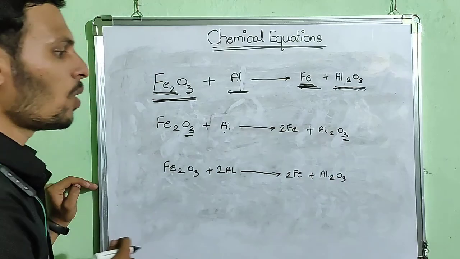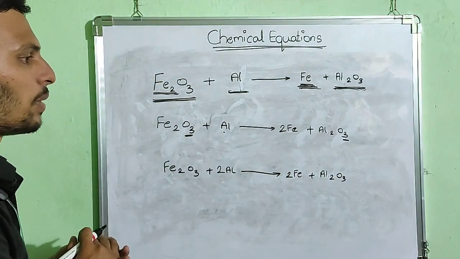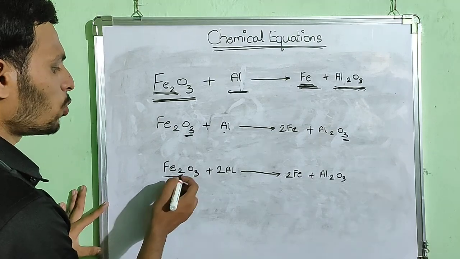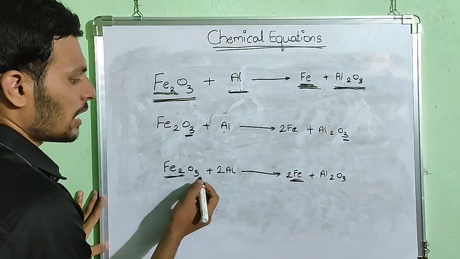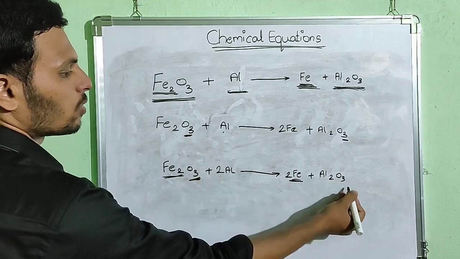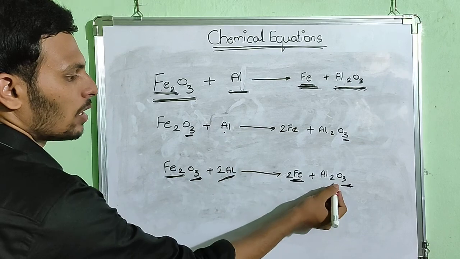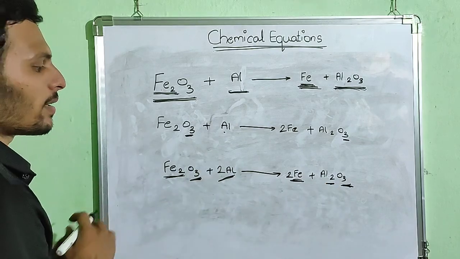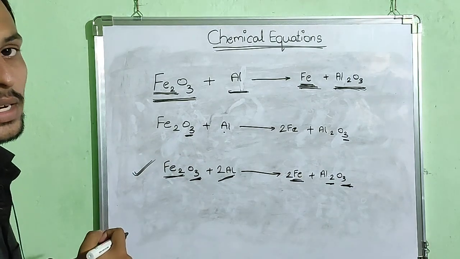So now finally we'll check once again. I have 2 ferrous items and 2 ferrous items, 3 oxygen molecules and 3 oxygen molecules, 2 aluminium and 2 aluminium. So now I can say that this equation is balanced.